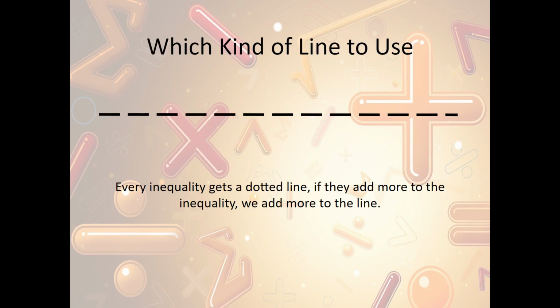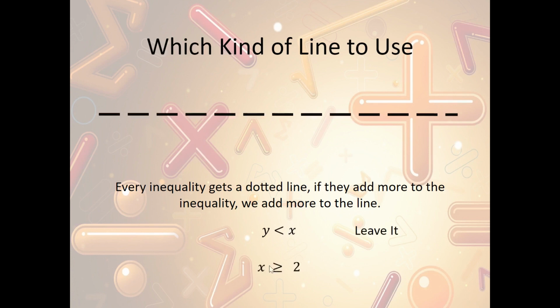So every inequality gets an open line or a dotted line. If they add more to the inequality, we do too, meaning if they add the bar underneath, then we're going to add to it and make it a solid line. So in this case, we have y is less than x. Well, I'm looking if they added anything extra, meaning, did they add the bar here? If they didn't, which in this case they didn't, we'll leave it as it is and it stays as a dotted line.